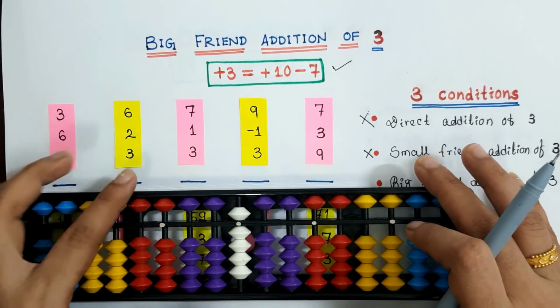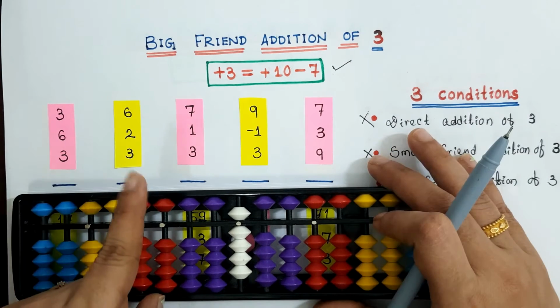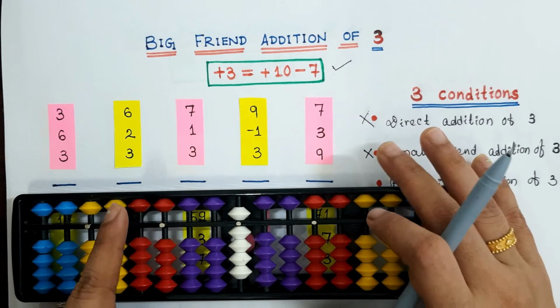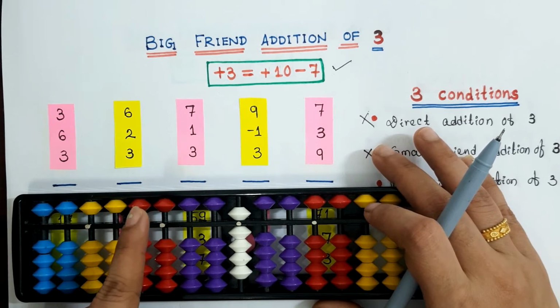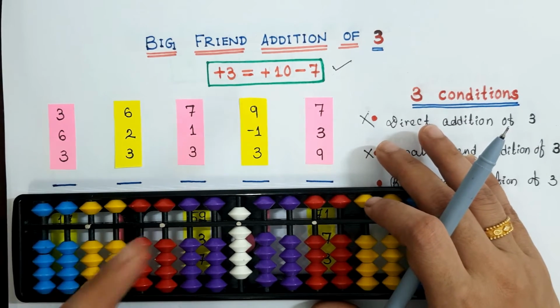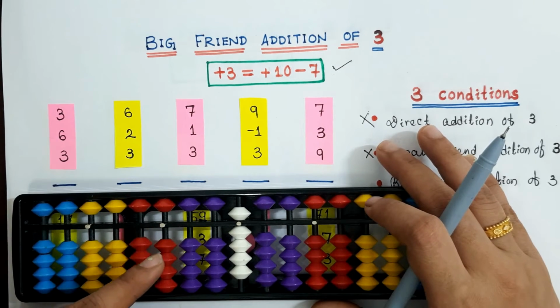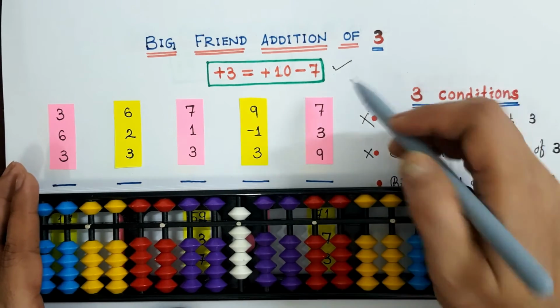Let me first tell you when we can apply the big friend addition of 3. First condition, where we can't add 3 directly, and second condition is where we can't use the small friend addition of 3 when we have already used the bead of 5. So, in this situation we can apply big friend addition of 3. Now, let us see how we can apply this formula.